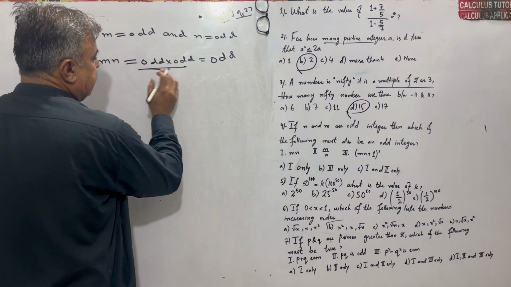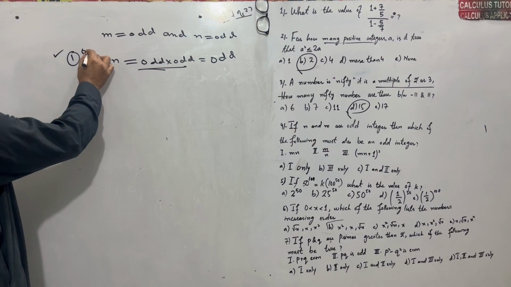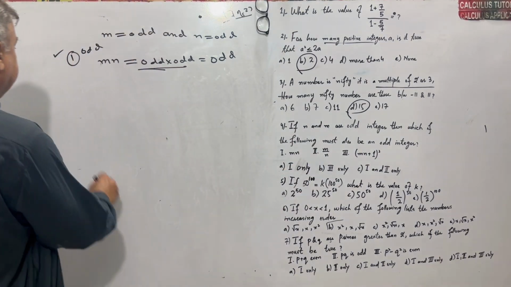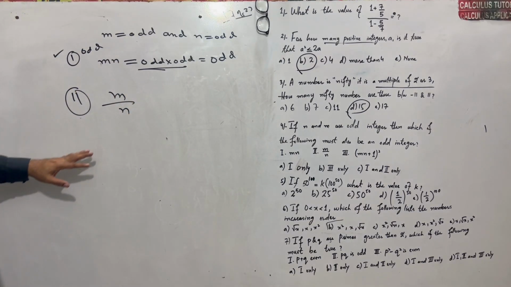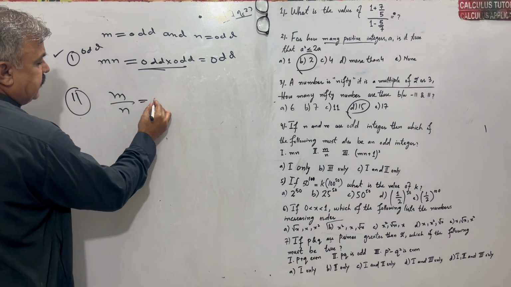That is the general rule. Odd times odd, result is odd. So number 1 is odd. Good. Second one is m over n. Sometimes if m is divisible by n, then it will give us an odd number.